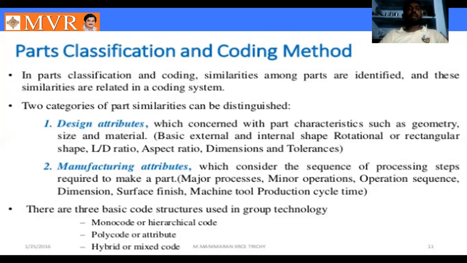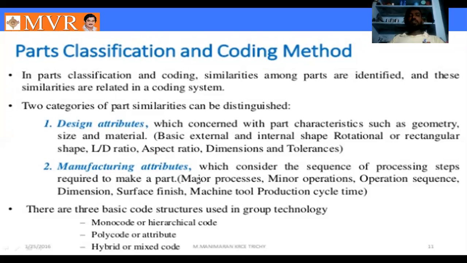In design attributes, we are concerned with part characteristics such as geometry, size, and material. Examples are the basic external and internal shapes. In design attributes, what we consider are internal and external shapes, rotational or rectangular shape, L by D ratio, aspect ratio, dimensions, and tolerance. So all of these go under design attributes.